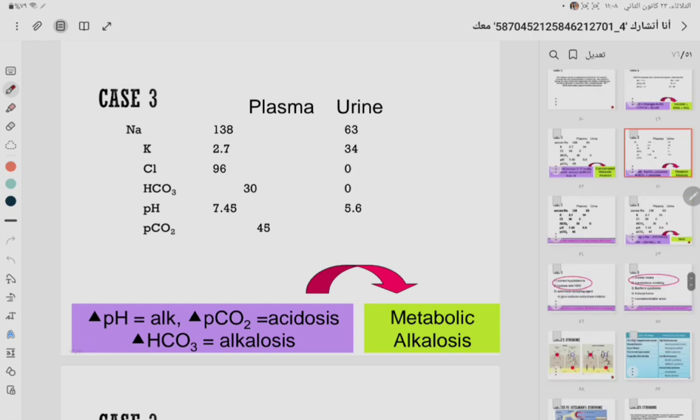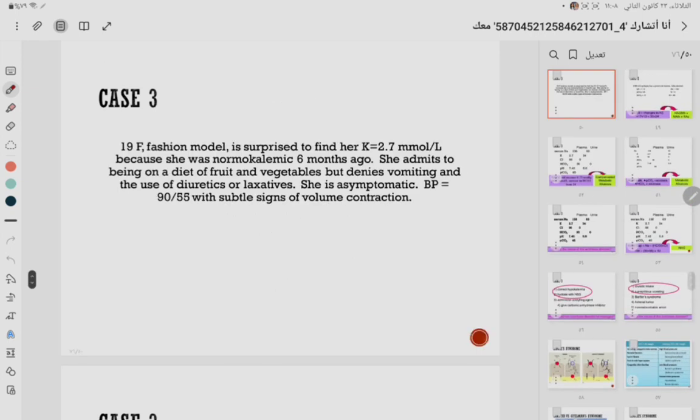A 19-year-old female fashion model, surprised to find her potassium is 2.7 because she was normokalemic 6 months ago. She began a diet of fruit and vegetables, and denies any vomiting or use of diuretics and laxatives. We want to make sure she does not have body dysmorphic disorder, anorexia nervosa, or something like that. She is asymptomatic, blood pressure 90 over 55, with subtle signs of volume contraction. Next.